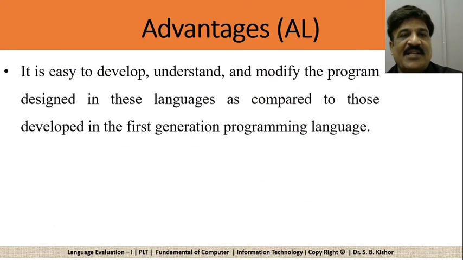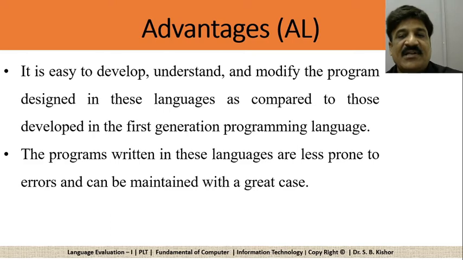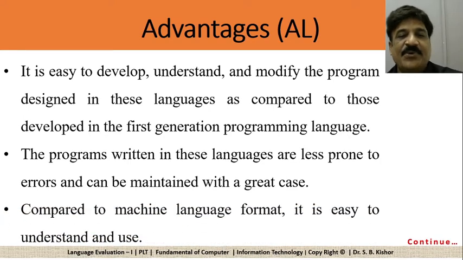Now what are the advantages of assembly language? It is easy to develop, understand and modify the program design in this language as compared to those developed in the first generation. As we have just seen, writing a program in the form of zeros and 1s is very difficult, but when you write the same program using assembly language, it is somewhat easy compared to machine language. The programs written in this language are less prone to errors and can be maintained with great ease. It means finding or detecting errors or modifying certain instructions is quite easy in assembly language. But again remember, they are not close to human oriented language. They are machine dependent. Compared to the machine language format, it is easy to understand and use, no doubt.